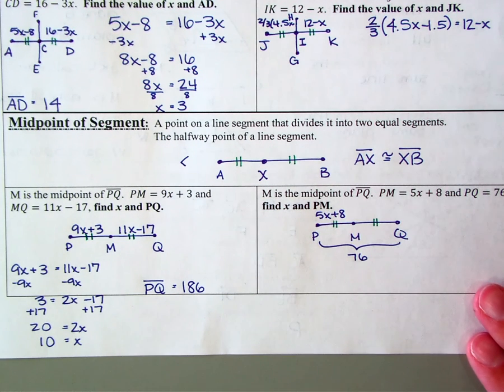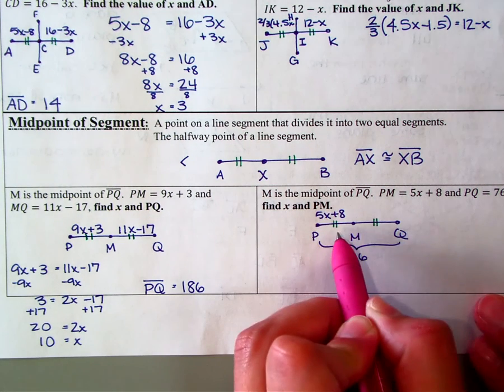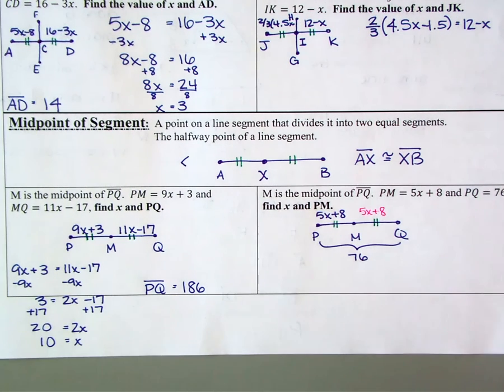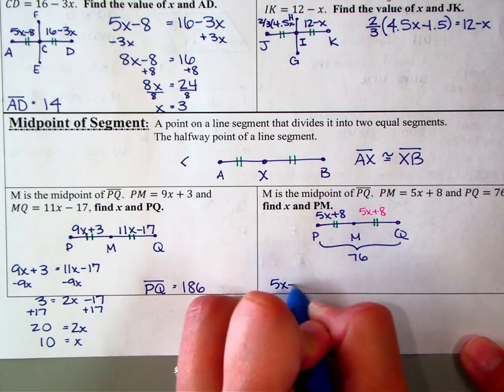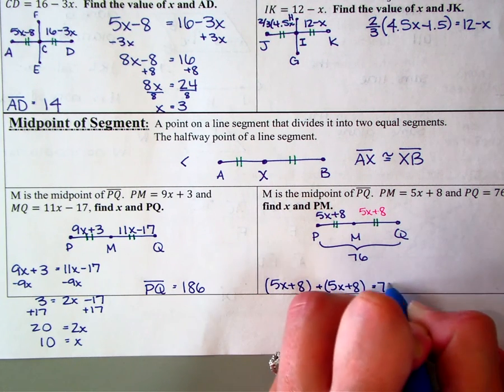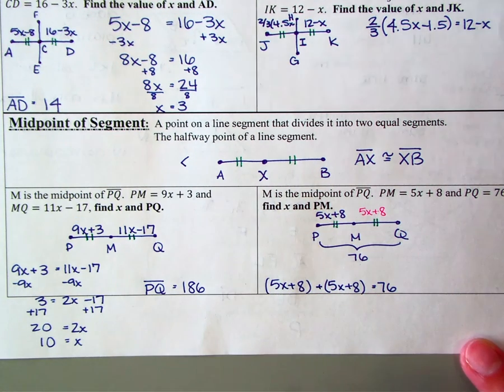But because we're smart and know that M is the midpoint, and midpoint means it's equidistant from both of those sides, what do we know, or what should we know about MQ? Well, since this side is 5x plus 8, we know that this side is also going to be 5x plus 8. So we're kind of combining segment addition postulate and our midpoint of a segment. So now we know little piece plus little piece equals big piece. So we'll say little piece plus little piece equals my big piece. Combine like terms and solve.